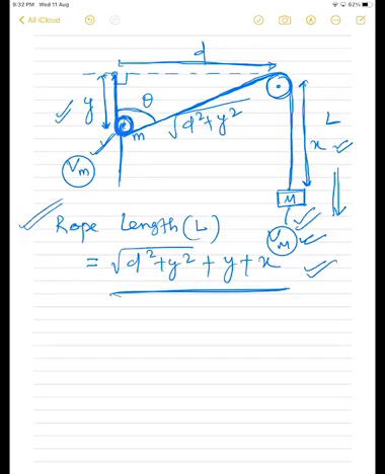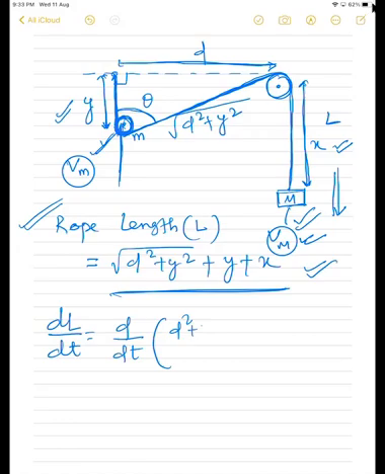If I differentiate the rope length, that means dl by dt. If I differentiate, then I can differentiate like this, d by dt of the whole thing, right, students? Yes or no? Square plus, this is d, this is y, right?